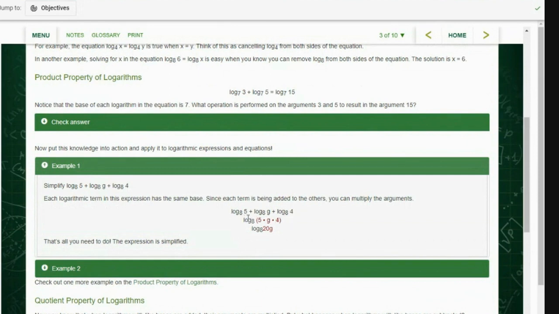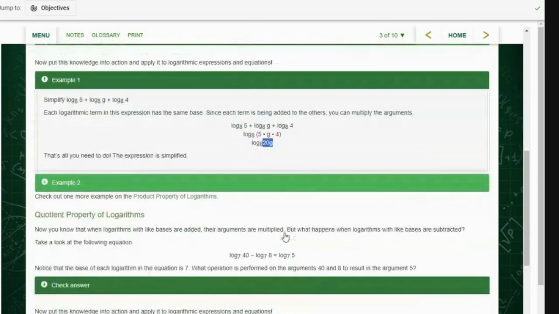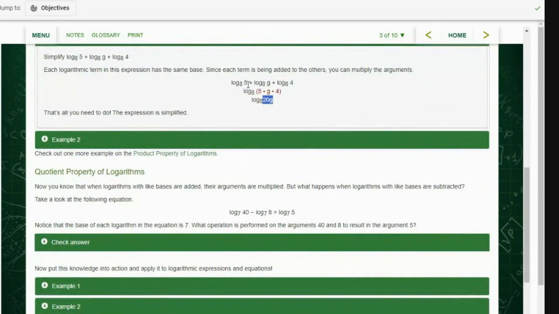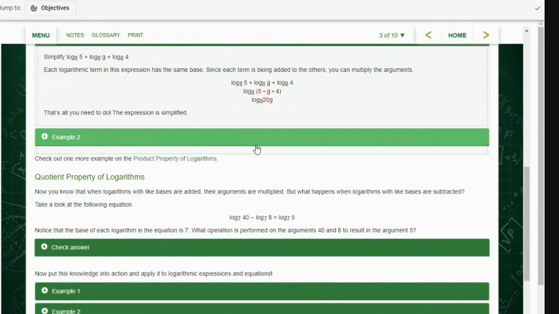Here's one that uses 3 things added together. It works with 3 things added together too. Log base 8, base 8, base 8. They're all base 8. And this is a 5, a G, and a 4. We can multiply them together. So that's the same as the log base 8 of 20G because we just multiply those 3 things together. So we can do that with more than just 2 logs. We can do that with multiple.